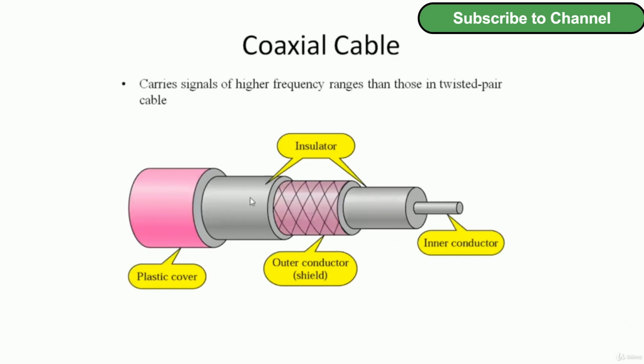You can see this figure for the coaxial cable. Inside, this is the inner conductor, the main conductor. Then the outer conductor is there. In between, there is the insulator. On this side, the insulator is there. On this side, the insulator is there. And above that, the plastic cover is there. So this is the coaxial cable.